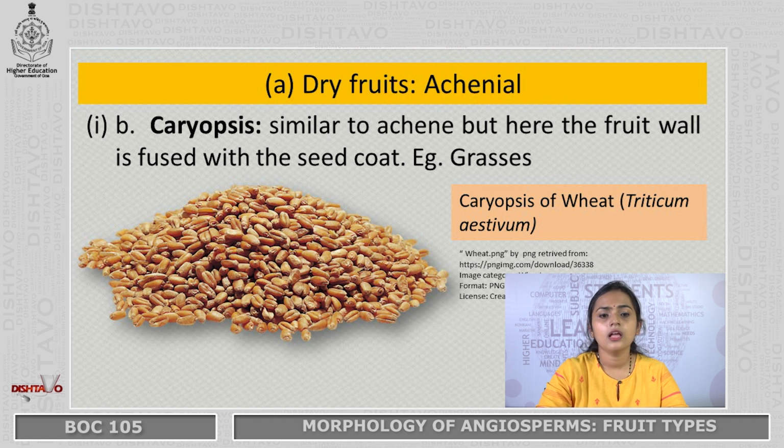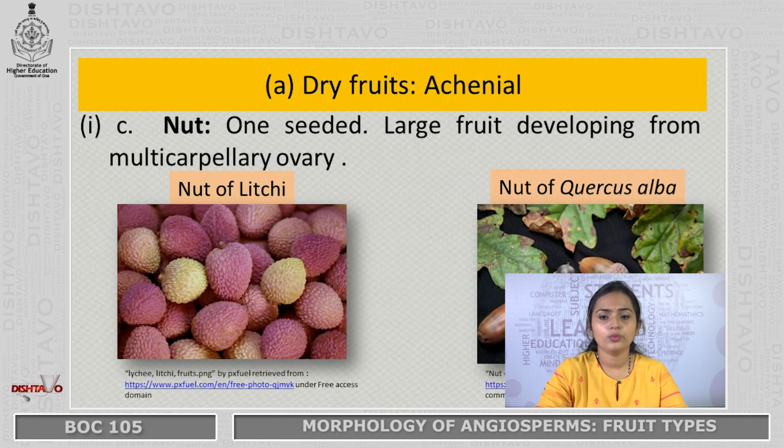Next example is caryopsis. It is similar to an achene, but here the fruit wall is fused with the seed coat. For example, caryopsis of wheat.